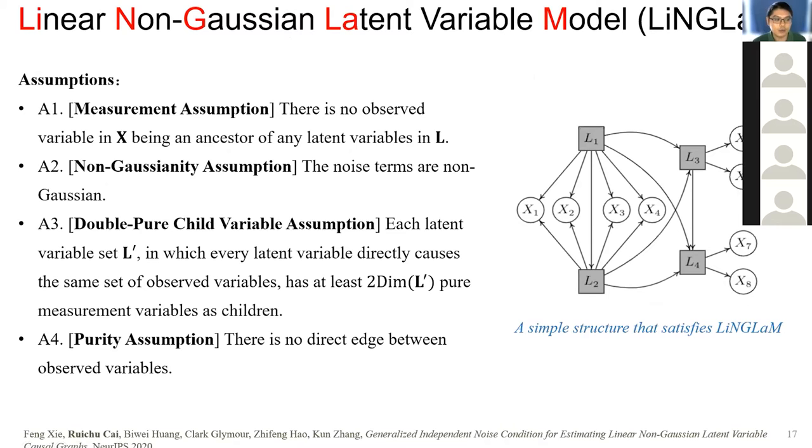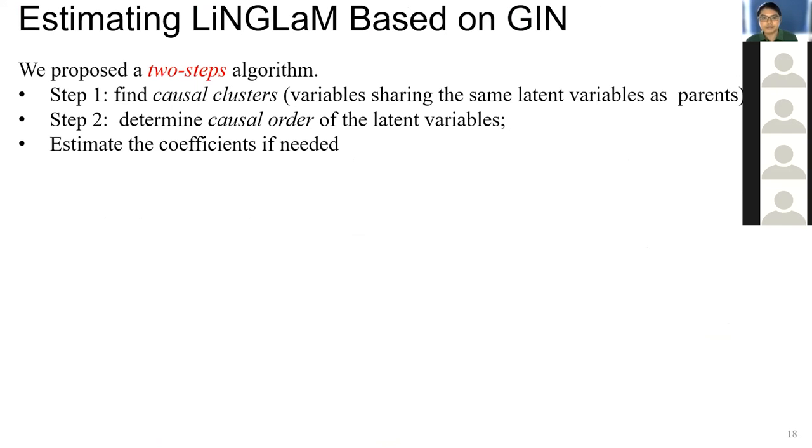The second one is the non-Gaussianity assumption. The third one is the double pure children variable assumption. That means for each latent variable, there are at least two measured variables. And the last one is the purity assumption. That is, there's no directed edge between the observed variables.